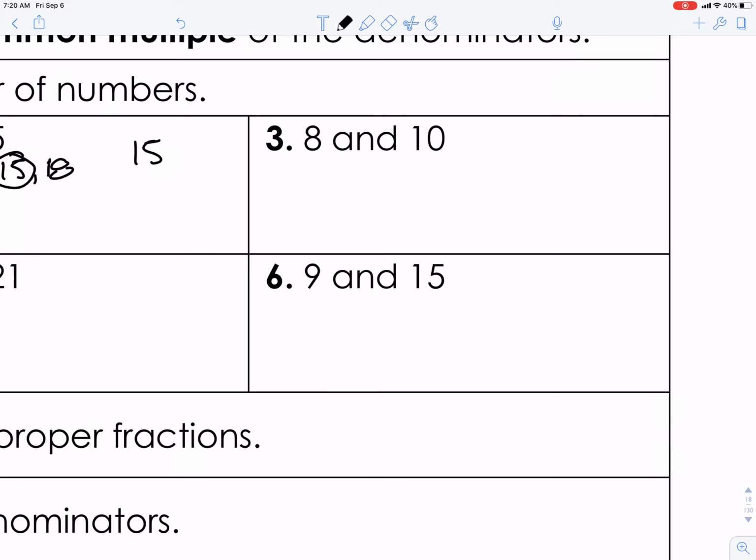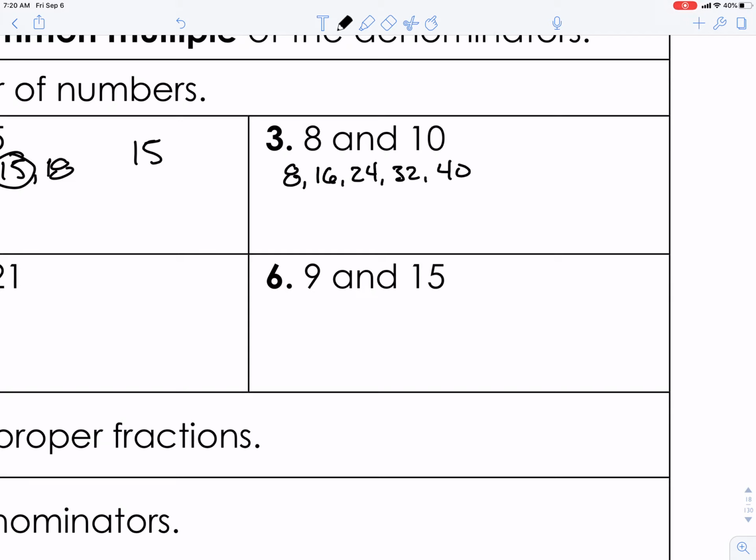Okay, number 3, 8 and 10. Let's make a list. Again, 8 times 1 is 8. 8 times 2 is 16. 8 times 3 is 24. 8 times 4 is 32. 8 times 5 is 40. I know my multiplication table well enough that I can see a match coming up already.